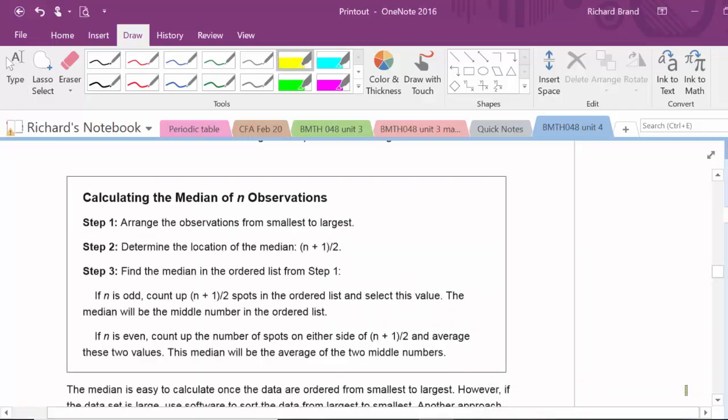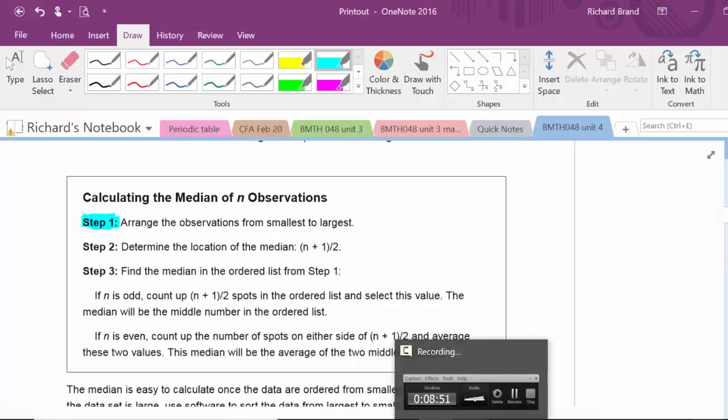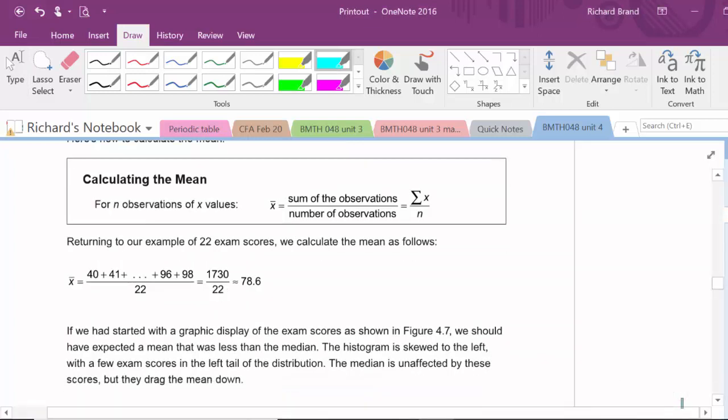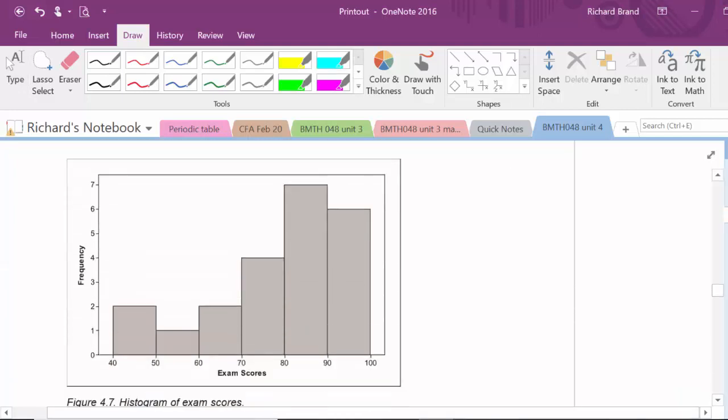So this is in your online notes, calculating the median of a distribution. This is the most important thing to start with right here. Arrange the observations from smallest to largest, and then you can just read the rest of the instructions on what to do there. And another example for calculating the mean is given in the notes. So you can read that.